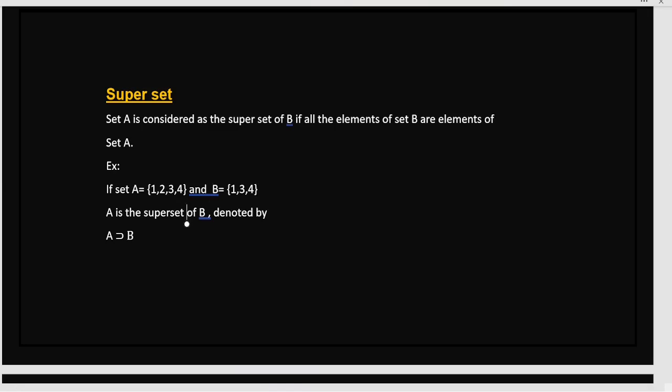A is the superset of B, denoted by this symbol. This is the symbol we use. It is the superset. That means to the left side, this is the bigger brother, and this is its younger brother. A is the superset of B.